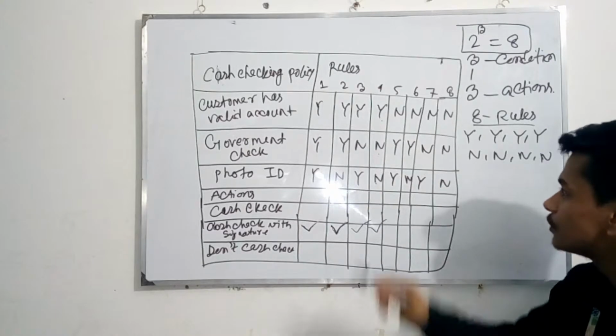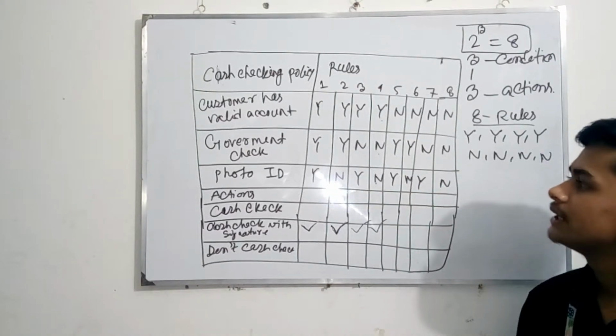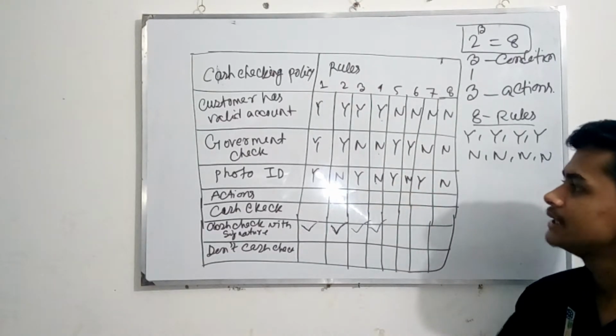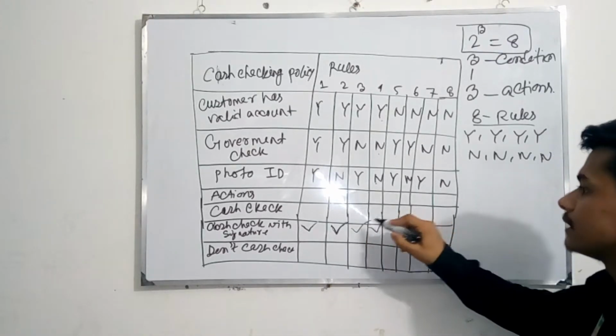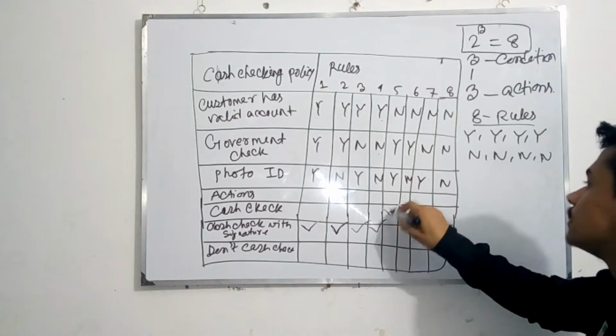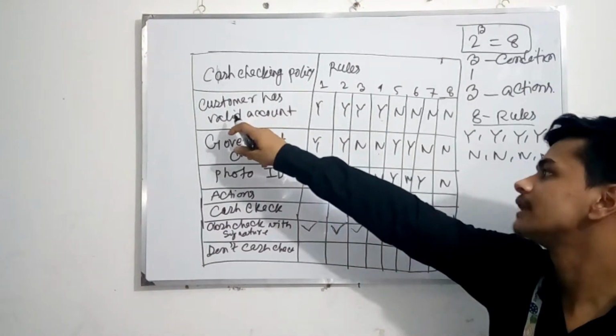Government check, yes. Photo ID, yes. So we know that if and only if government check and photo ID exist, then they can cash check, because they cannot have a valid account number.